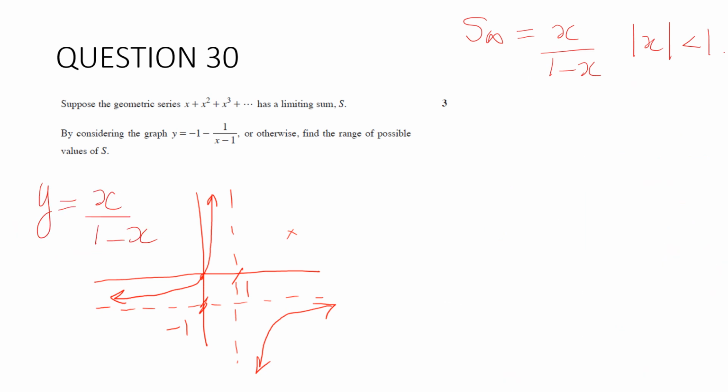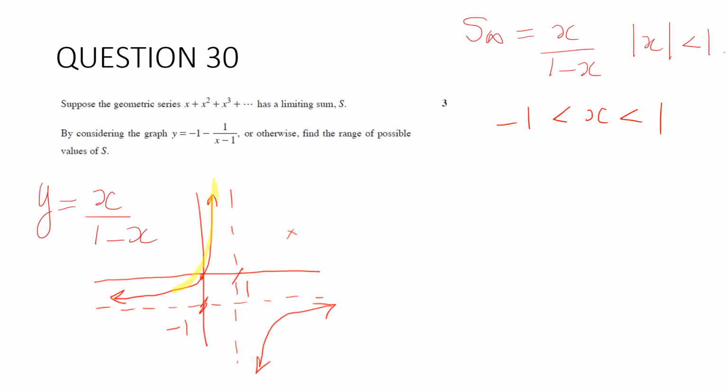So we've established that this is the graph of the sum to infinity. And we're going to have a sum to infinity providing the absolute value of x is less than 1. Or in other words, x has to lie between negative 1 and 1. And on our graph, that is about here.